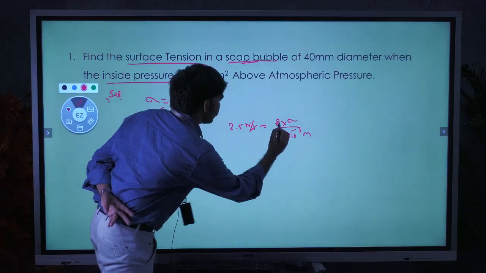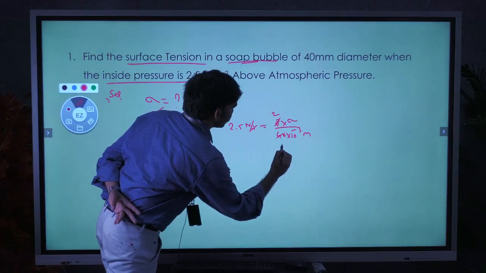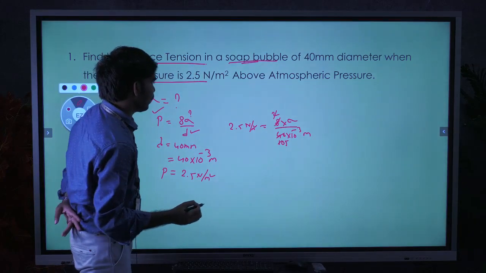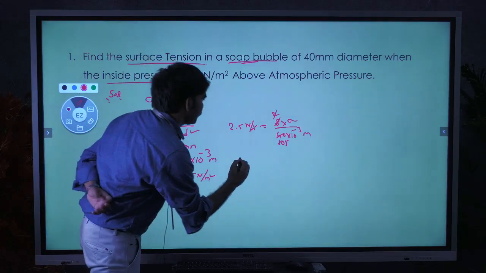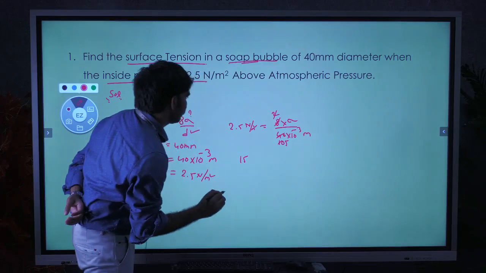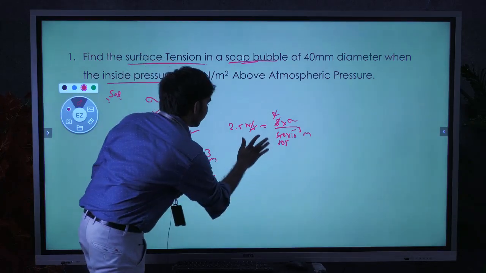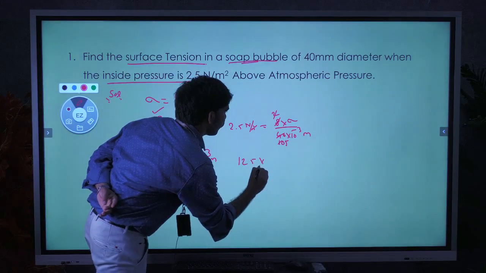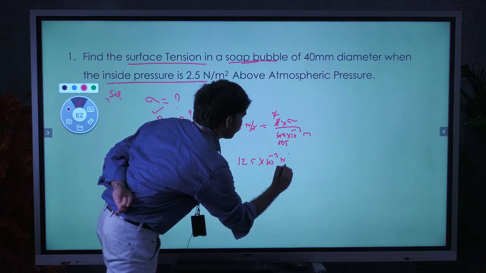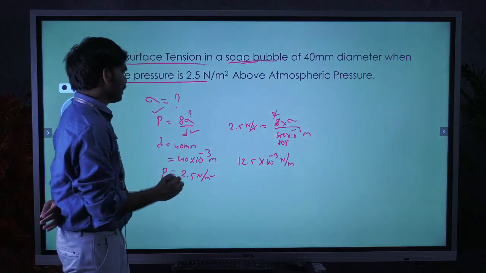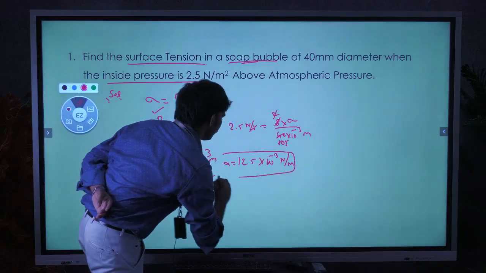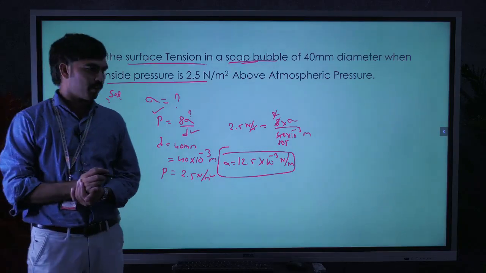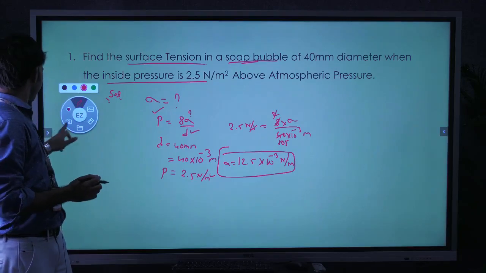Solving, sigma will be 12.5 into 10 to the power of minus 3 Newton per meter. This is the surface tension. 12.5 into 10 to the power of minus 3 Newton per meter. This is the surface tension. I hope you understand this problem. Shall we go to the next problem then?